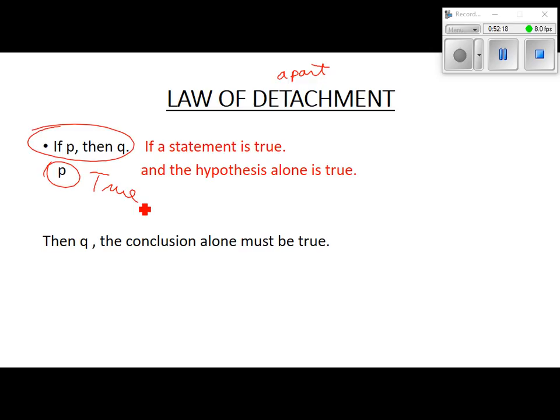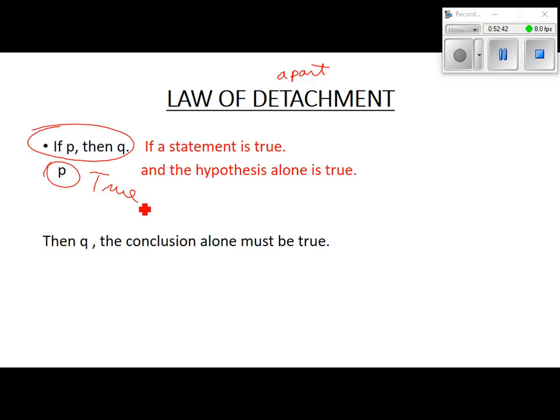This is our hypothesis, the brown one. The black one's the conclusion. I take them apart, and we look at the brown one and say, hey, it's true. What's that tell us about the black one all by itself? It's got to be true. All right? Now, it doesn't work the other way around.